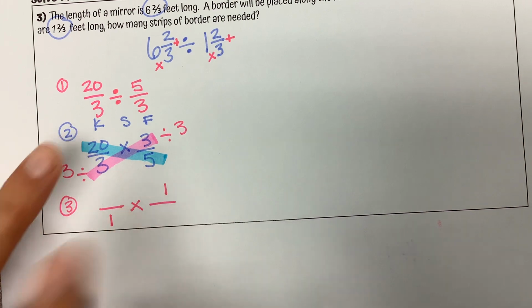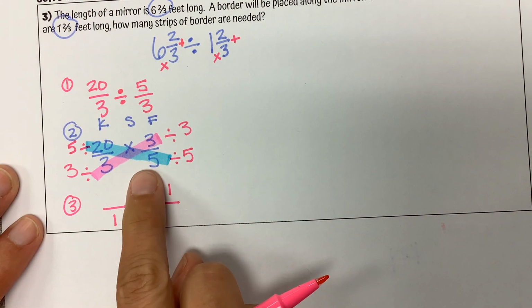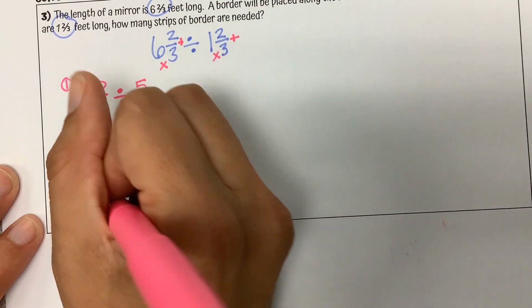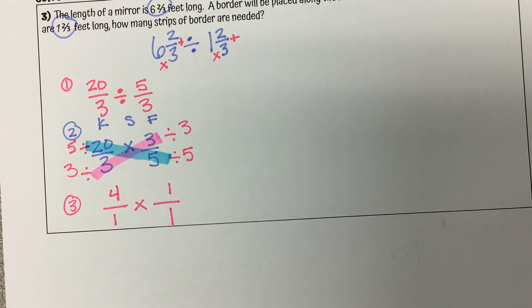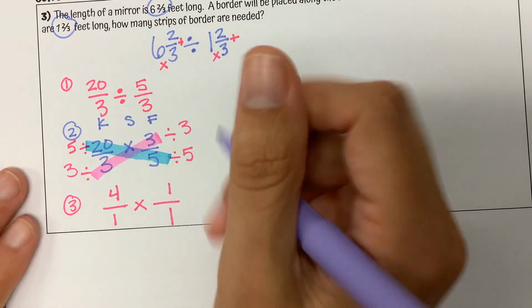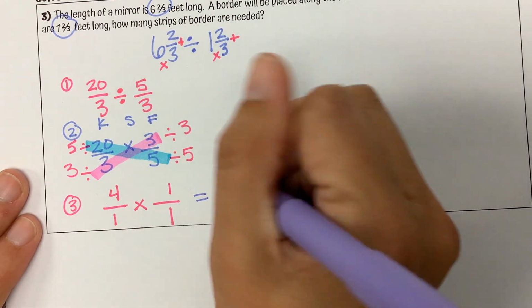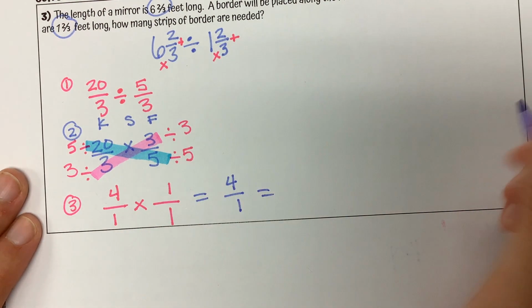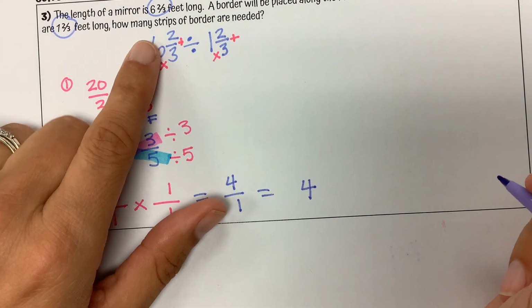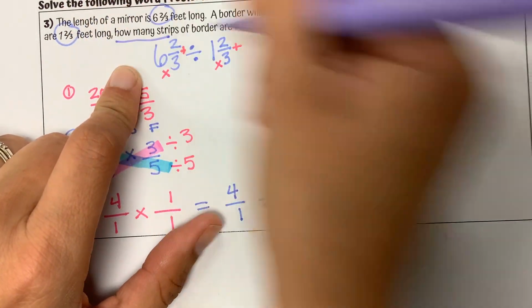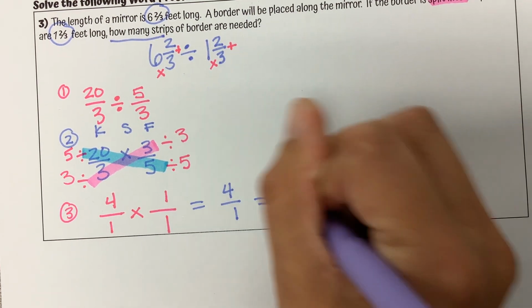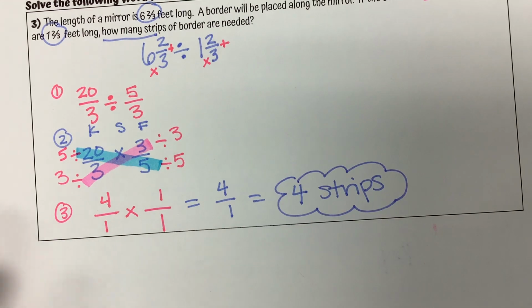20 and 5, both divide by 5. 5 divided by 5 is 1. 20 divided by 5 is 4. Now we can just multiply across. 4 times 1 is 4, over 1 times 1 is 1, which 4 over 1 is just 4. And what were we solving for? How many strips of border? So 4 strips are needed. And that's it.